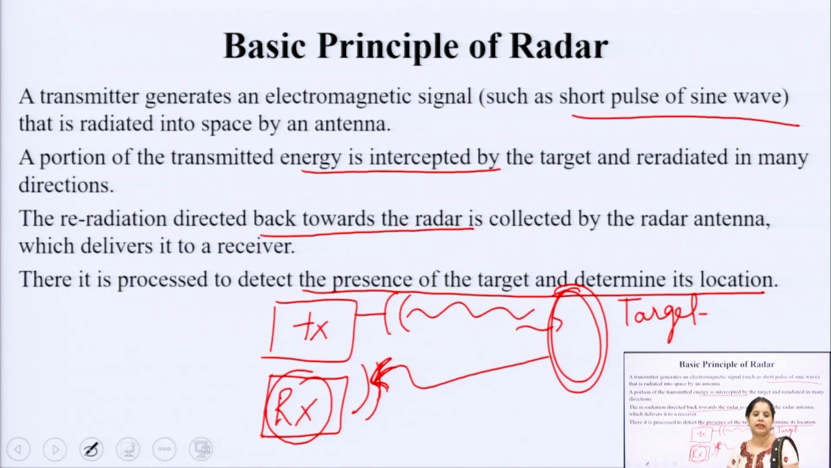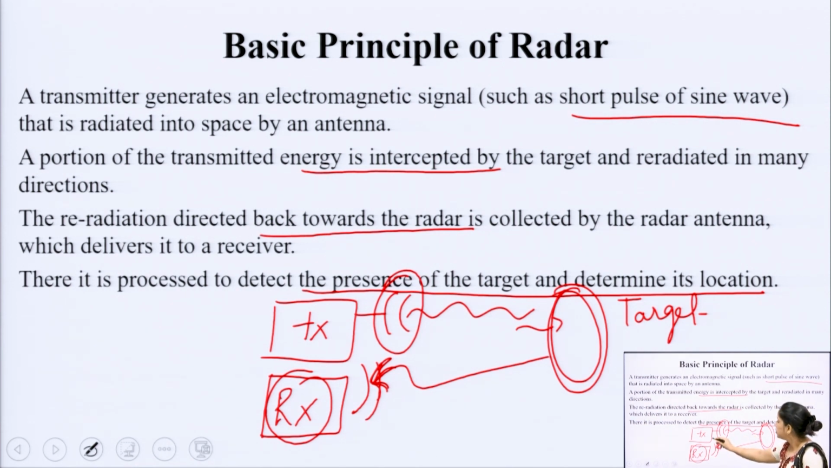Again I am repeating for your convenience: the transmitter transmits a short pulse of sine wave in the form of an electromagnetic wave from the antenna, and it is received by the target. Of course, it is not possible that the impedance is matched for both. Here comes one of the drawbacks, a limitation of the radar: if the impedance of the transmitter and the target is matched, we are not able to detect the target with the help of radar.